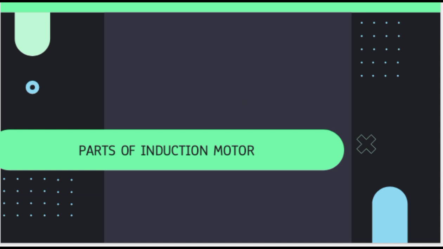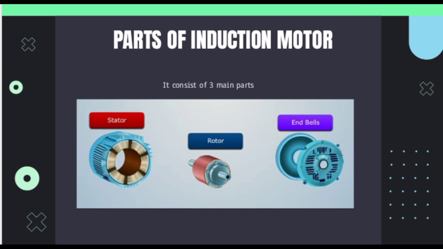Parts of the induction motors. The three main parts of an induction motor are as follows: 1. stator, 2. rotor, 3. end bells. The stator is the fixed part of the motor and provides a rotating magnetic field that interacts with the rotor.